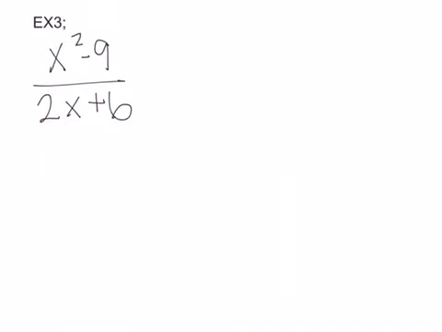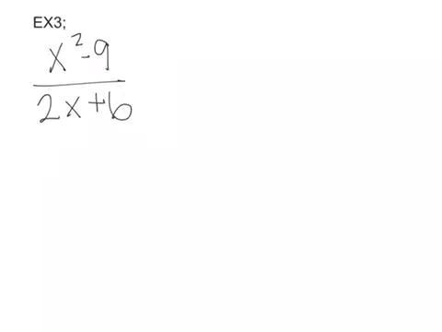So now here's another example, example 3. This example is (x squared minus 9) all divided by (2x plus 6). If you notice, this is a bit different than the first two examples, because now we have binomials in the numerator and denominator.